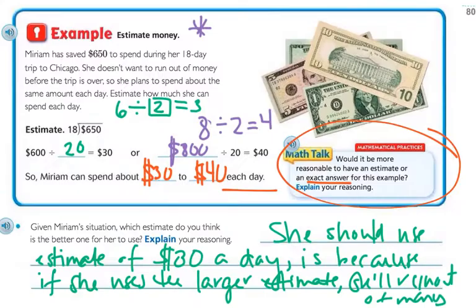Sorry, boys and girls, that screen just flipped back and forth. So the larger amount is, if you look, $800. $800 is more than what she saved. She's only saved $650 for her trip, so we would definitely want to use the lower estimate for how much money she should spend each day.